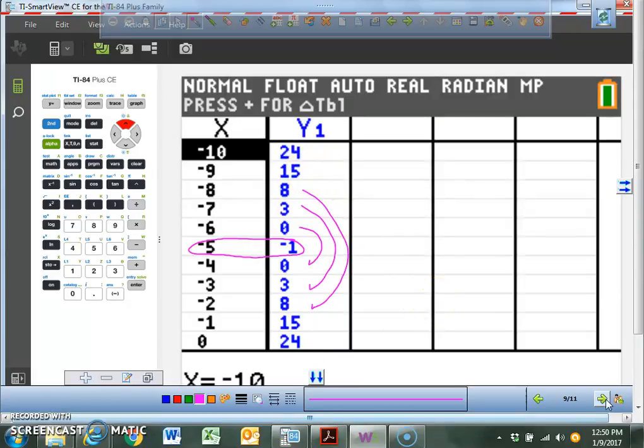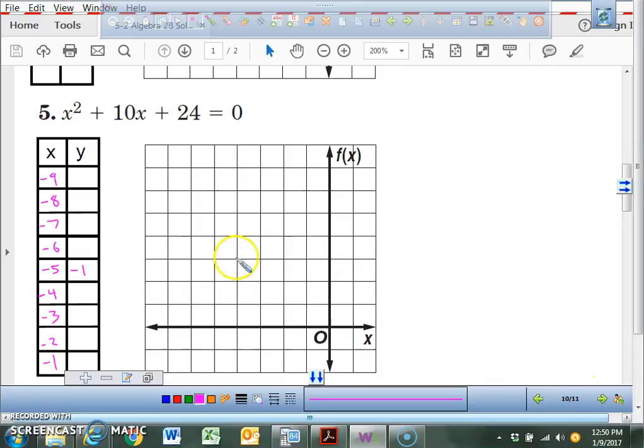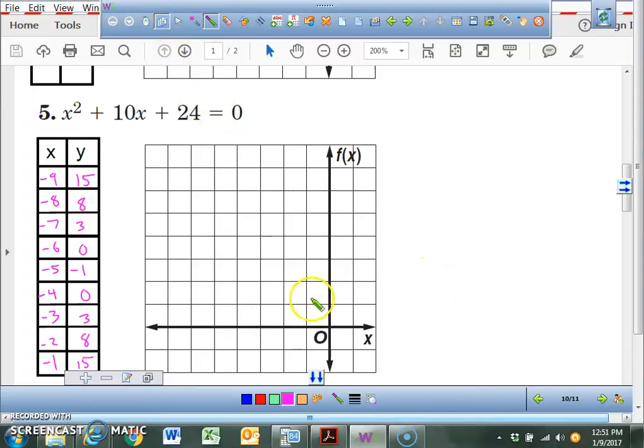All right, so when I go back over here, -9, what's the value that goes with -9? Help me out. 15. We have -8, 8, -7, 3, -6. So now that we have those, I can start listing the other ones. We have a 0, we have a 3, we have an 8, and we have a 15. Now, we're not going to be able to plot all of these, but we should be able, on this particular graph, to graph all of these points right here.